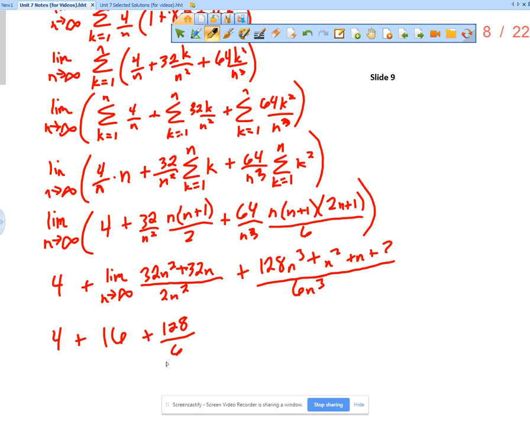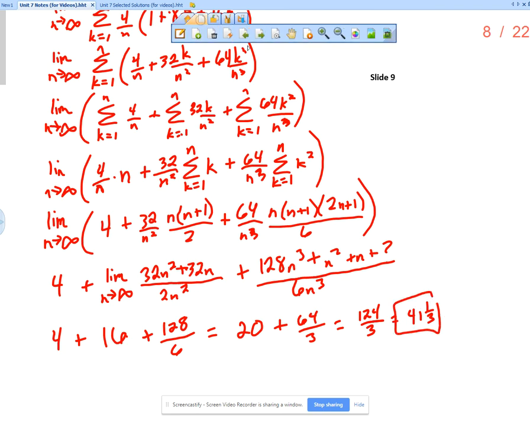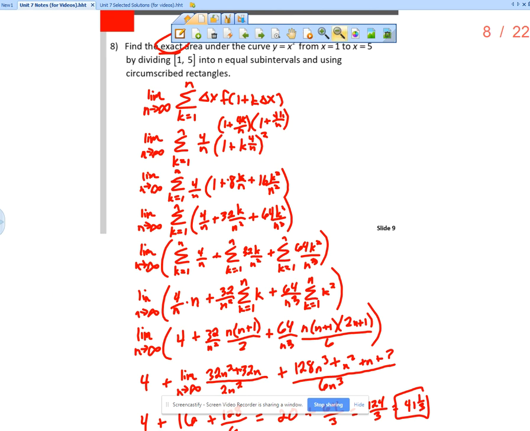And so what is the exact area under the curve? Well, it is 4 plus 16, so 20 plus 128 over 6, which of course reduces. So I have 20 plus, they're both divisible by 2, 64 thirds. So this is 60 thirds plus 64 thirds. So 124 thirds, right? Or 41 1/3. And so that means that the exact area under the curve y equals x squared from 1 to 5 is 41 1/3. Not an estimate. This is the exact area.